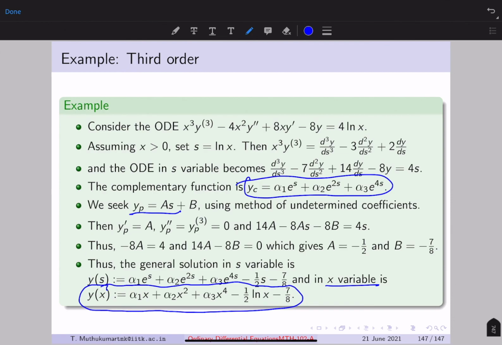Okay, so with that we complete this lecture. In this lecture we have introduced the method of variation of parameter, right? And then we have shown that an ODE of Cauchy-Euler form can be reduced by a transformation to a constant coefficient ODE, and can be solved via the method of undetermined coefficients or the method of variation of parameters.